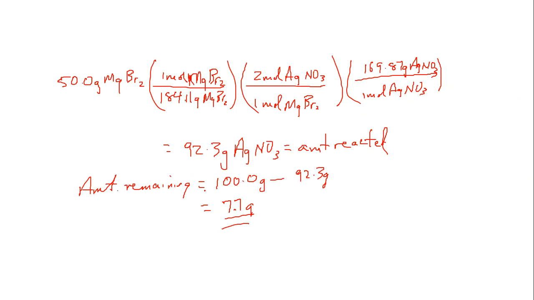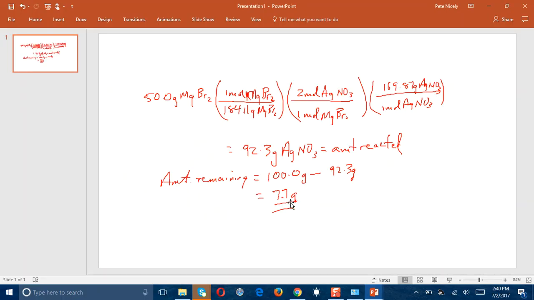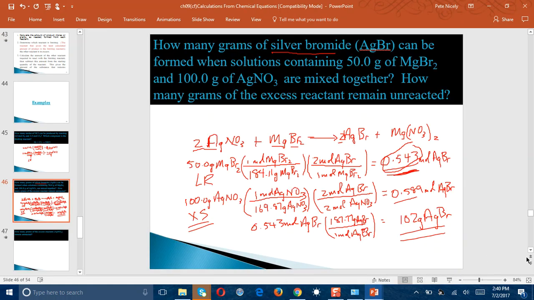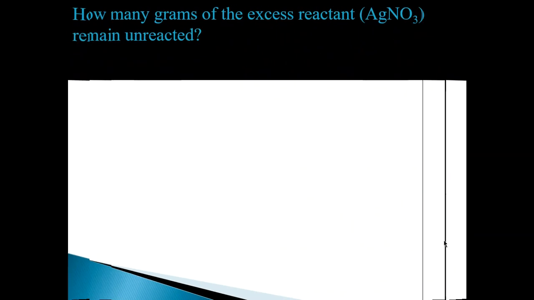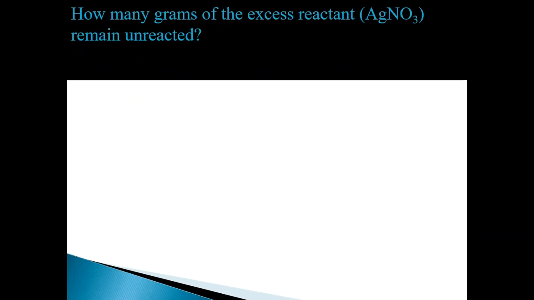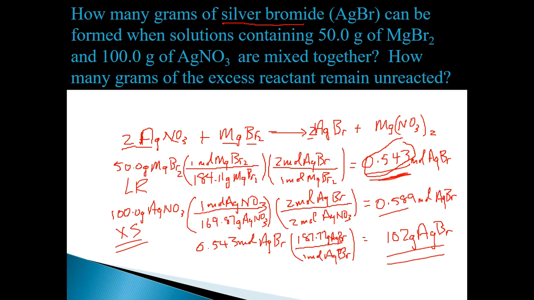All right, so that's another example of a limiting reactant type problem. Okay, so let me go back to this slide here. In fact, that's a question we just answered. I should have used the space provided there, but that's fine.